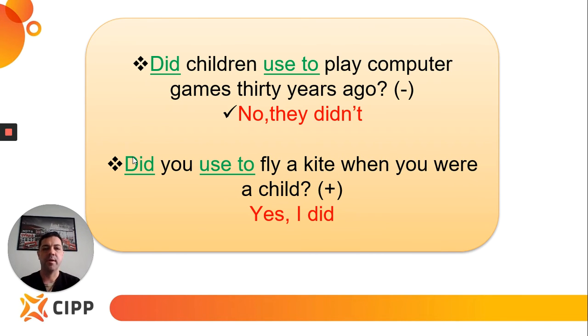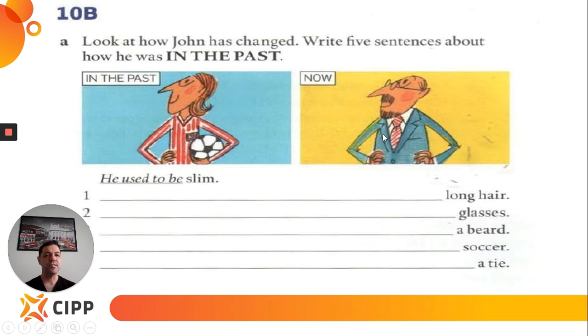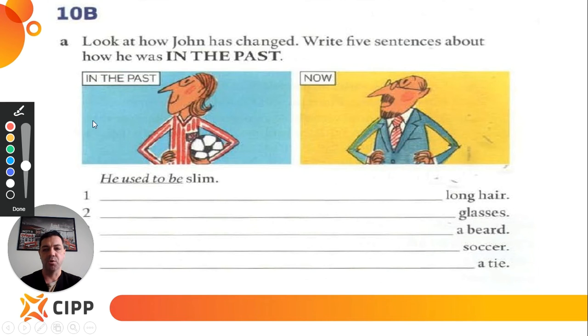Any problems here? So it's very simple. It's quite straightforward. You'll get that idea very easily. Let's do this exercise together. Look at how John has changed. Write 5 sentences about how he was in the past. So you have here John in the past compared to John now.